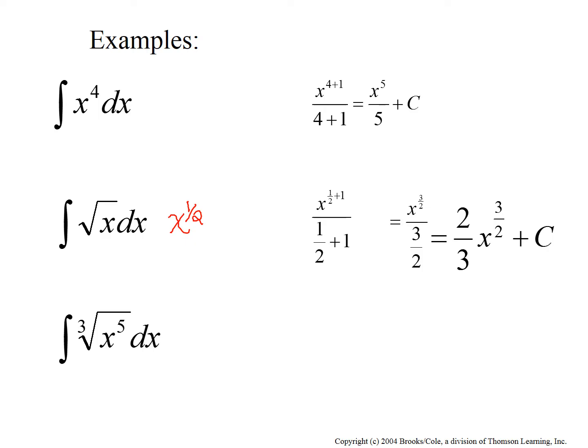Okay, once again, for this next problem, we have to recall that we can write this as x to the 5th over 3. So then when we add 1 to the exponent and then divide by 5/3 plus 1, we get, and again, I'm going to clean that up.